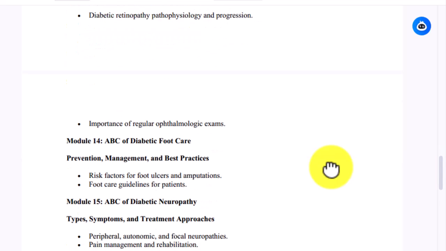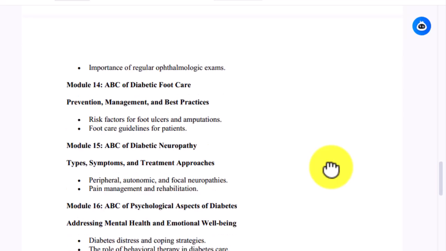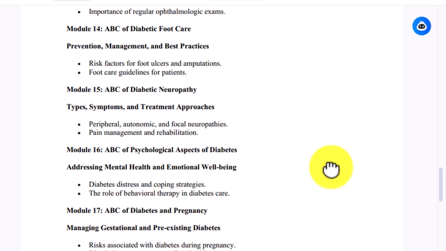ABC of eye disease in diabetes: screening and prevention of diabetic retinopathy. ABC of diabetic foot care: prevention, management and best practice, risk factors for foot ulcer and amputation, foot care guidelines for patients. ABC of diabetic neuropathy: types, symptoms and treatment, peripheral, autonomic and focal neuropathies, pain management and rehabilitation.